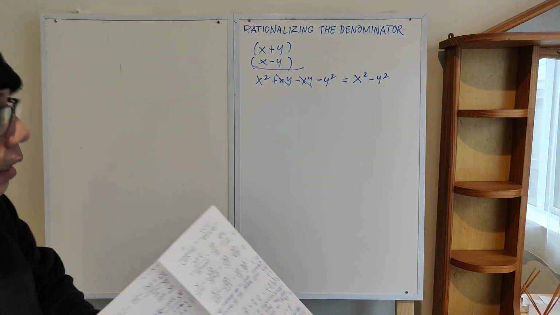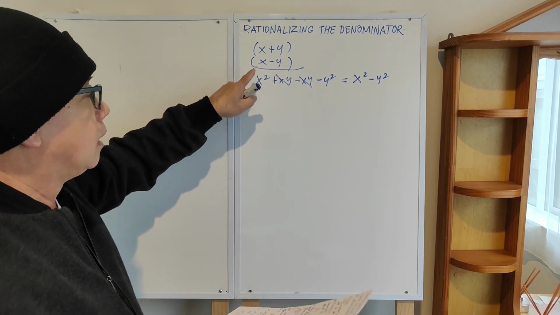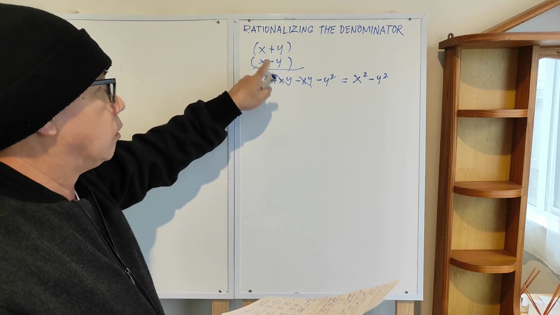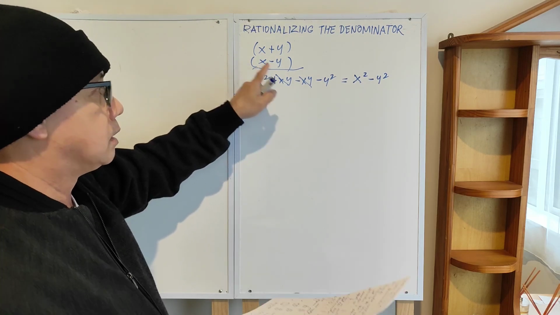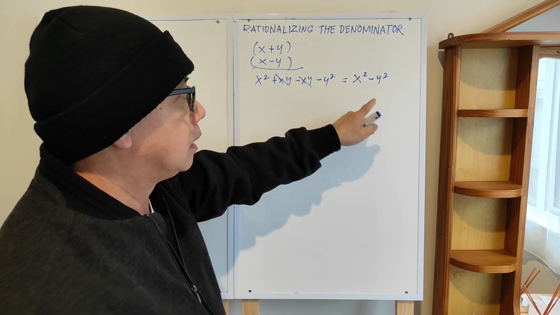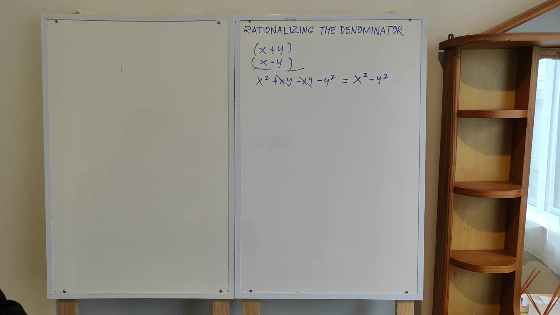So for this principle, we can multiply our denominator by its conjugate, if it's a binomial, and then it will end up squared. Thus, it will remove the radical sign.